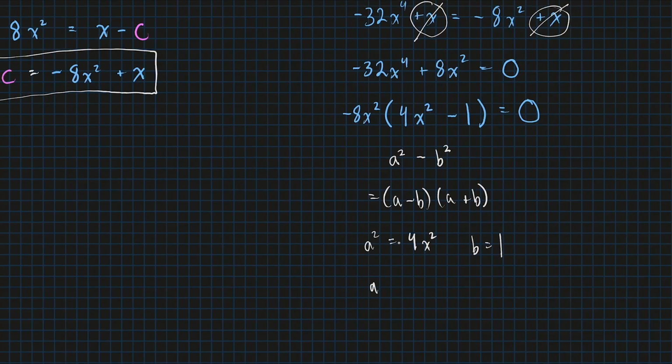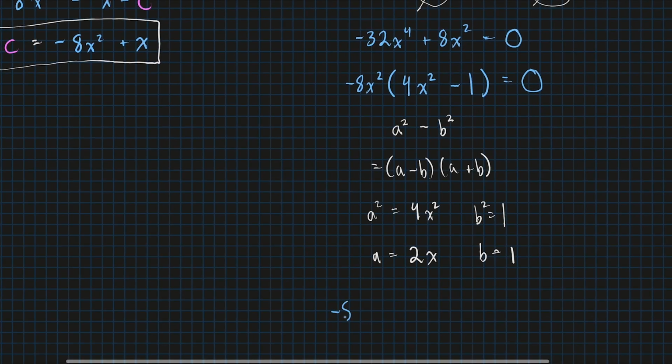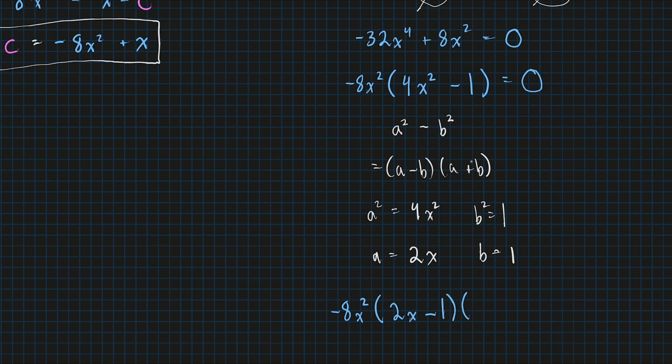So that means our a must be the square root of this, and the square root of 4x squared is 2x, and the square root of b squared, the square root of 1, is of course 1. So if I want to make 4x squared minus 1, which is a squared minus b squared, into a minus b times a plus b, I'm going to do this. I'm going to keep my 8x squared out front here. A minus b, so a is 2x, b is 1, so 2x minus 1, and our a plus b is 2x plus 1.